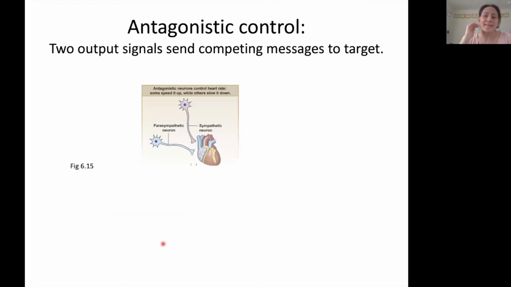So antagonistic control is different, okay? What happens in antagonistic control is you actually have two different output signals working on your target, and they are basically going to compete to tell the target what to do. You can liken this to using both your gas pedal and your brake in your car, right? Your gas pedal is going to tell your car to go, the brake is going to slow it down.